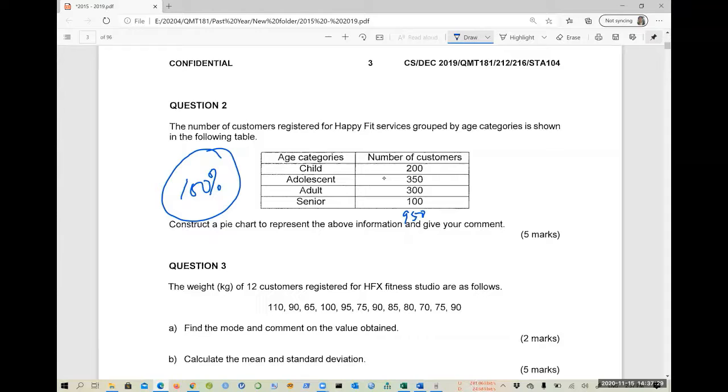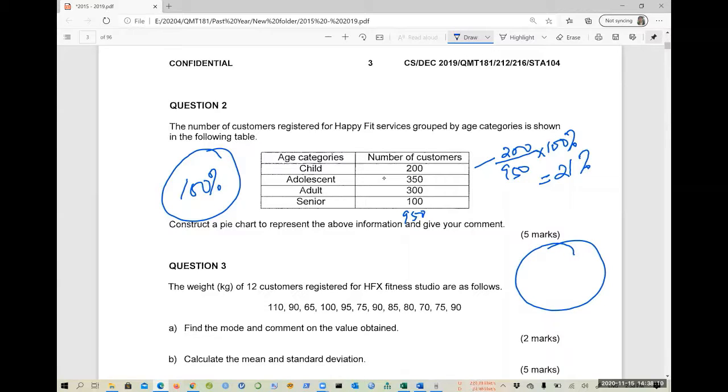So you can base on the percentage value to determine how big the slice is for each category. For example, for the first one here, this one is going to be 200 divided by 950, and then you multiply with 100%, right? In this case, this will give you somewhere around 21%. Then you do the same thing for 350 divided by 950, and you get the percentage. Based on this, you can draw your slice.